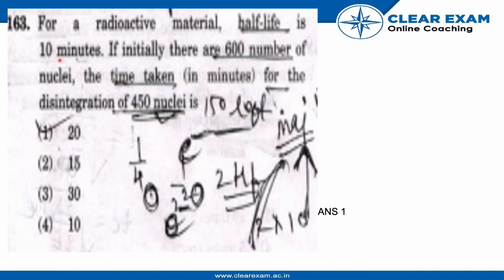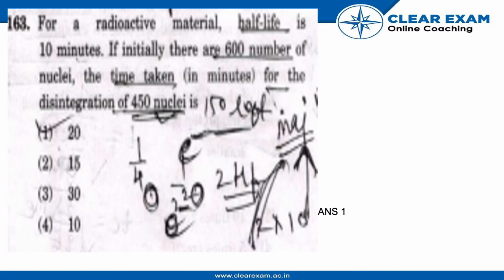Hello, so the next question is: for a radioactive material, the half-life is 10 minutes. If initially there are 600 nuclei, the time taken in minutes for the disintegration of 450 nuclei is: option 1, 20; option 2, 15; option 3, 30; and option 4, 10. So let us see how.